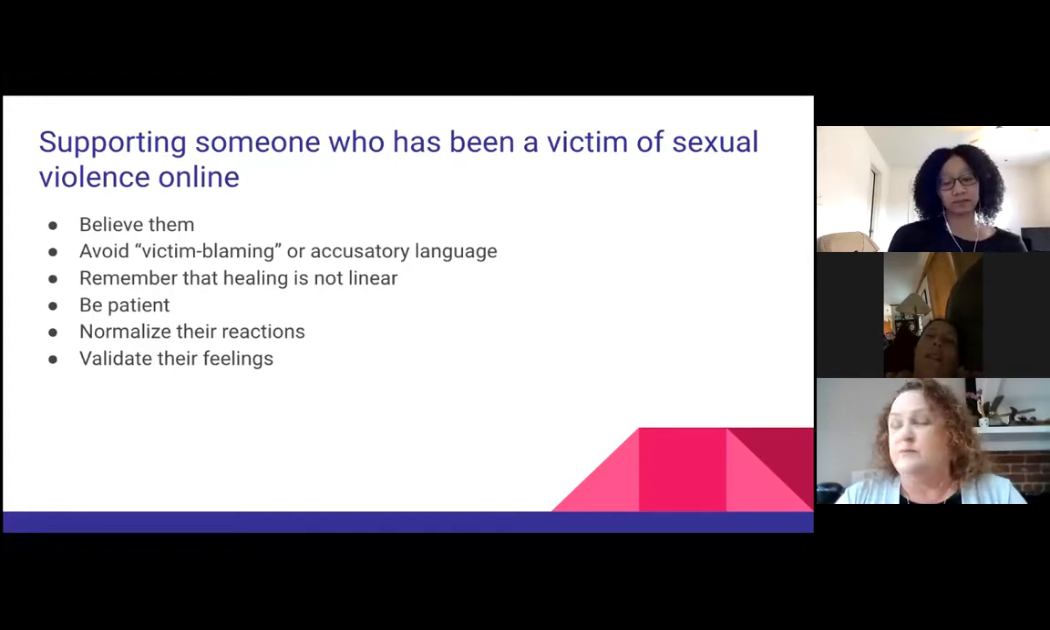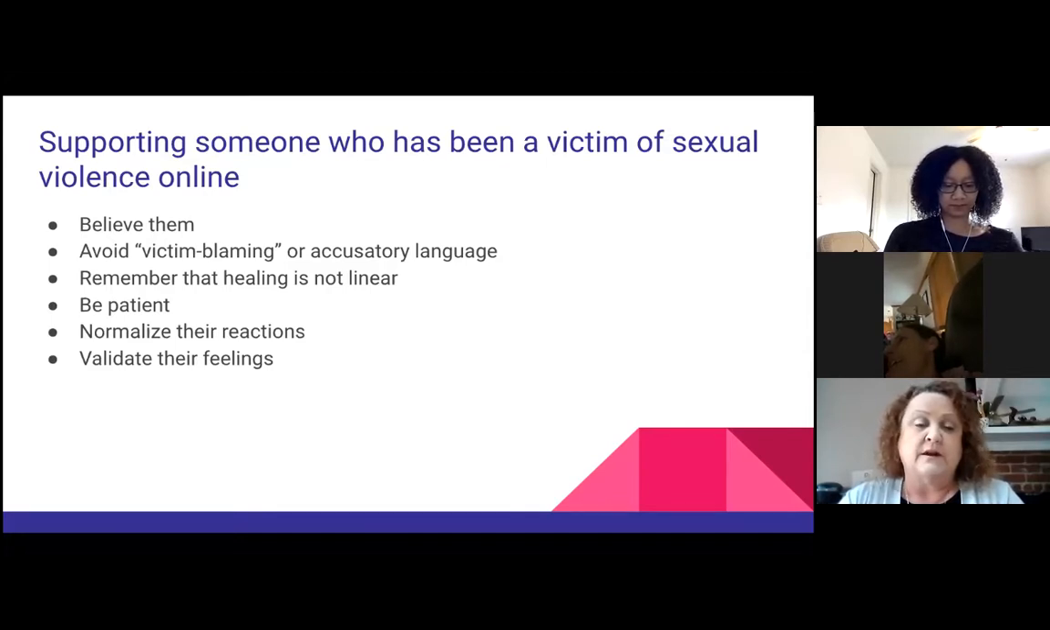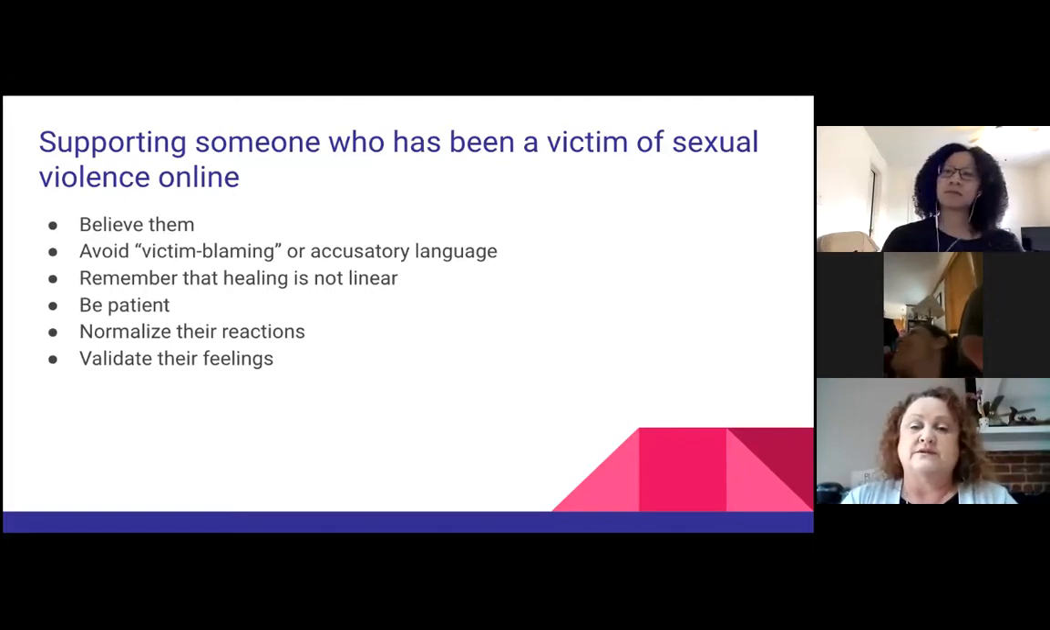What the center is all about is supporting someone who has been a victim of sexual assault, whether that is online or in person. The main absolute thing that I can say is believe them and validate them. So when someone has presented with something that has traumatized them, certainly in a sexual assault, whether in person or online, we want to let that person know that we believe them, that we stand by them, that it is not their fault. And that victim blaming or accusatory language we need to avoid completely.